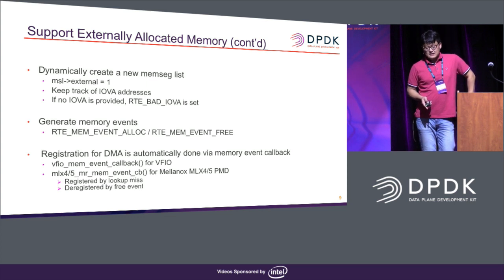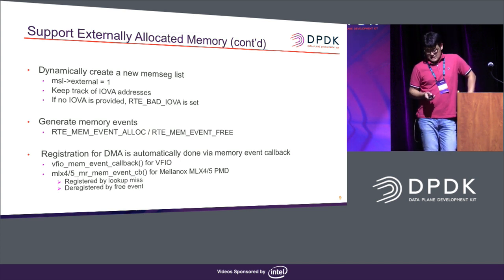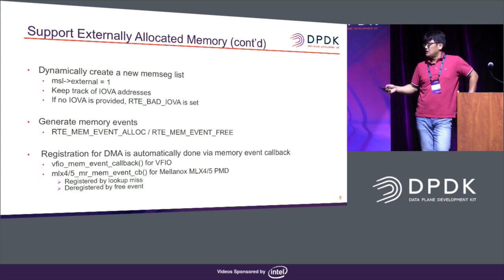When it is added to the system, like you saw in the diagram, it dynamically creates a new memseg list for that range of externally allocated memory. And there's a new field in the MSL structure, memory segment list: an external bit field to mark it as externally allocated memory, right? And it keeps track of IOVA addresses, and this is quite an important topic.